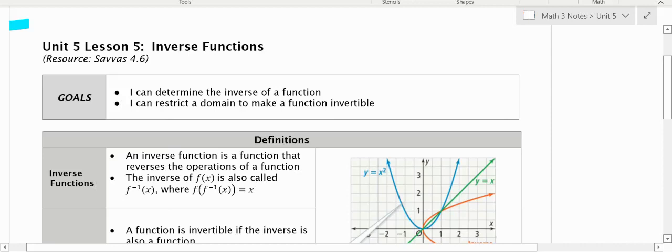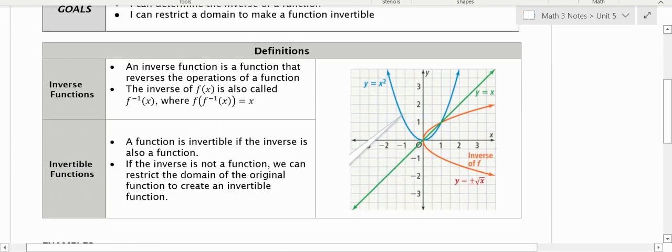This is the video for Unit 5, Lesson 5, Inverse Functions. So the goal is going to be to determine the inverse of a function and to restrict the domain to make a function invertible. So we've already been using inverses with solving for radical equations when we've been squaring. So now we're going to look at how this looks on a graph and kind of building on what we've seen with square root and cube root graphs.